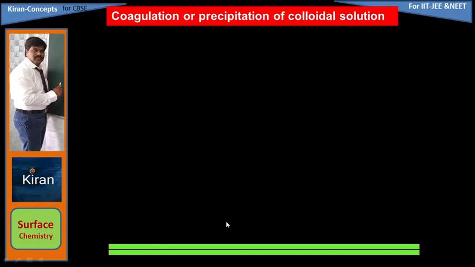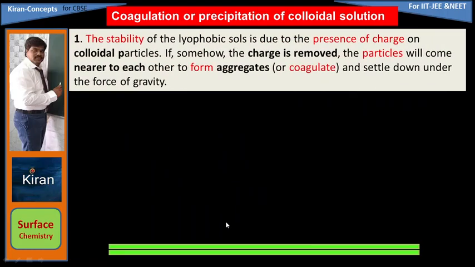Coagulation or precipitation. First, the stability is lost, and how do colloidal solutions undergo coagulation? The stability of lyophobic sols is due to the presence of charge on colloidal particles. If somehow the charge is removed, the particles will come near to each other to form aggregates and settle down under the force of gravity.